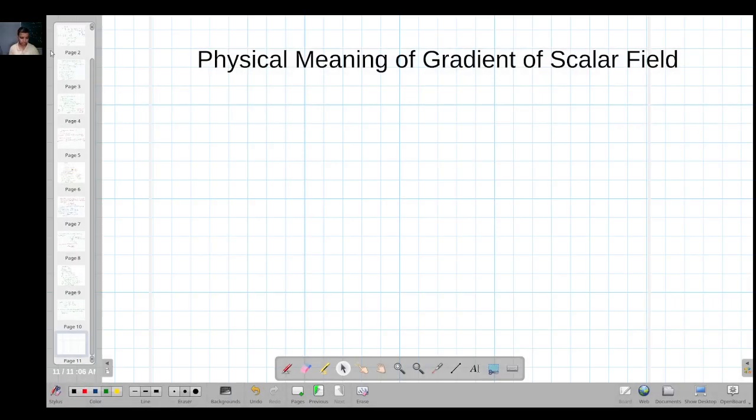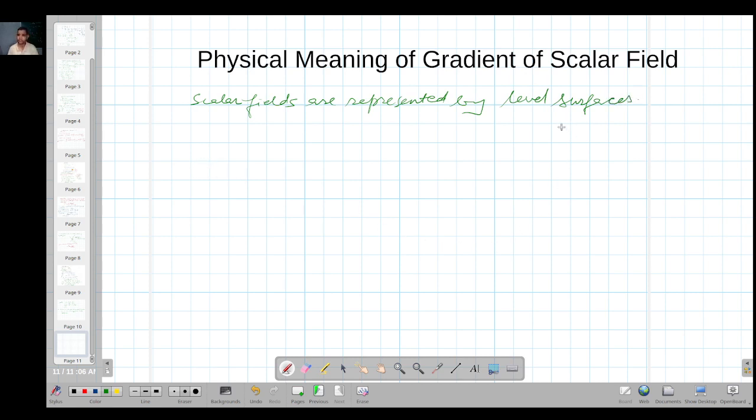So today I am going to talk about the physical meaning of gradient of a scalar field, right? As we have discussed in the earlier lectures, scalar fields are represented by level surfaces, right?